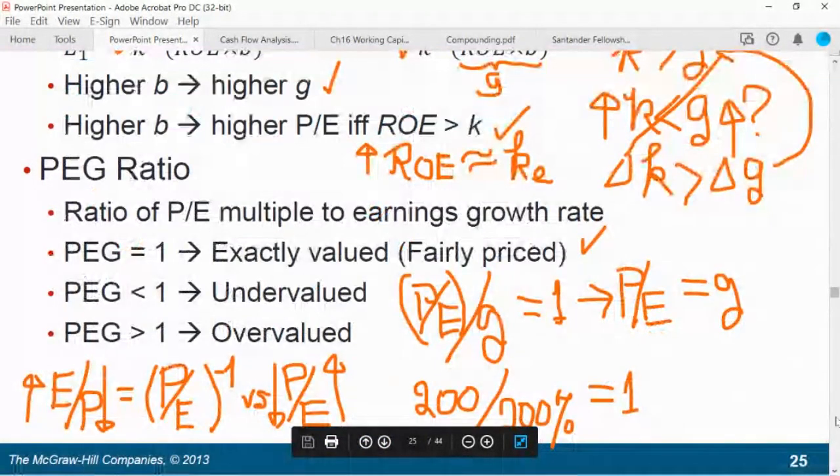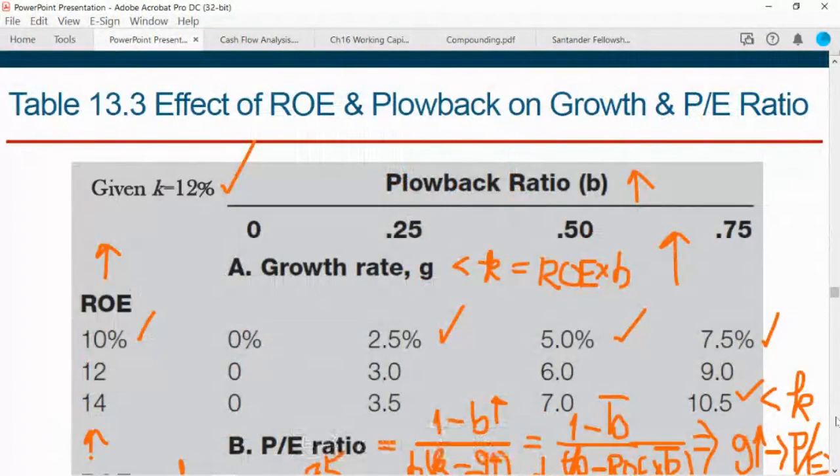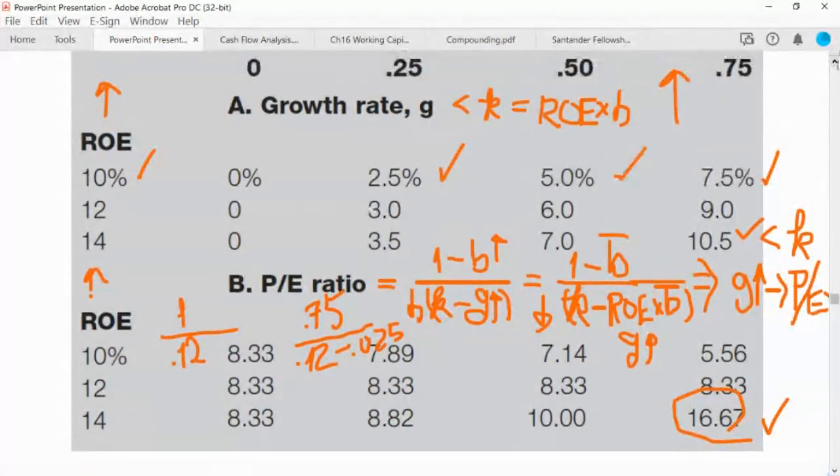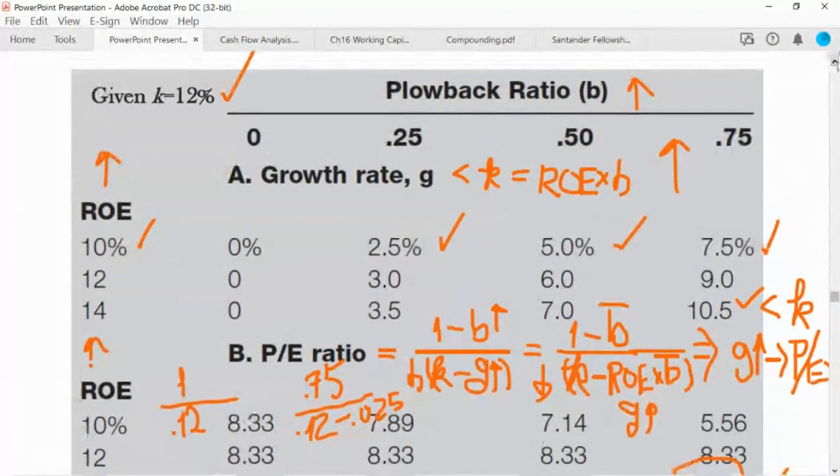Okay, that wraps up our discussion of today. Let me just show this quite interesting study. They compare the companies given the required return, the cost of equity, of 12%, for companies with different plowback ratios.